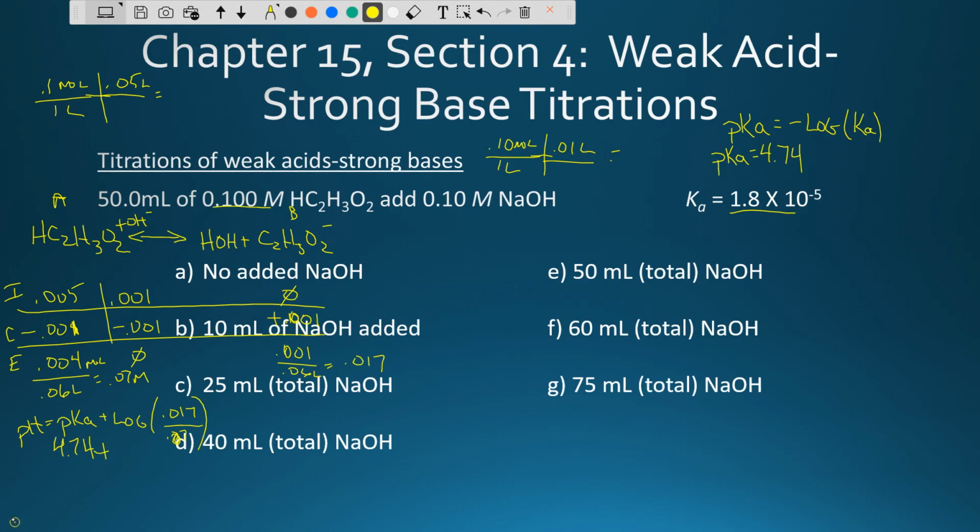And so if I do that, I end up with a pH of 4.13. Okay. Remember, when I had no sodium hydroxide in there, I started out with a pH of 3.52. So notice that it went up a little bit, didn't it? Okay. Adding in that base has made an effect.